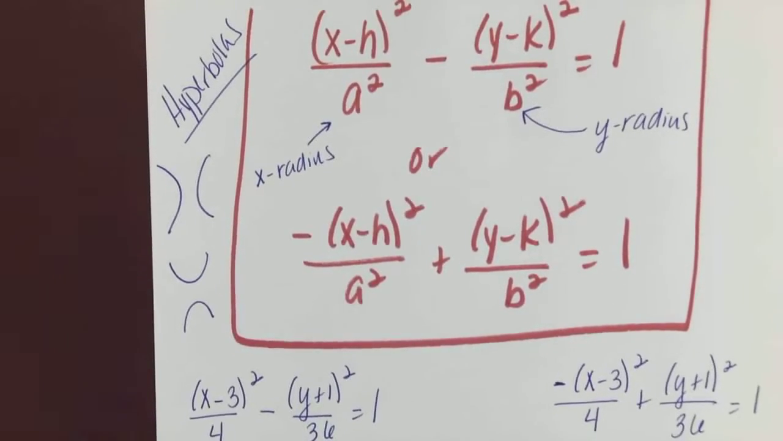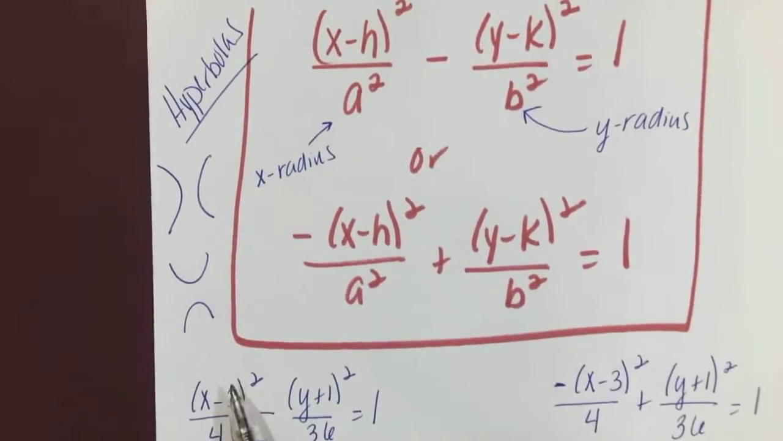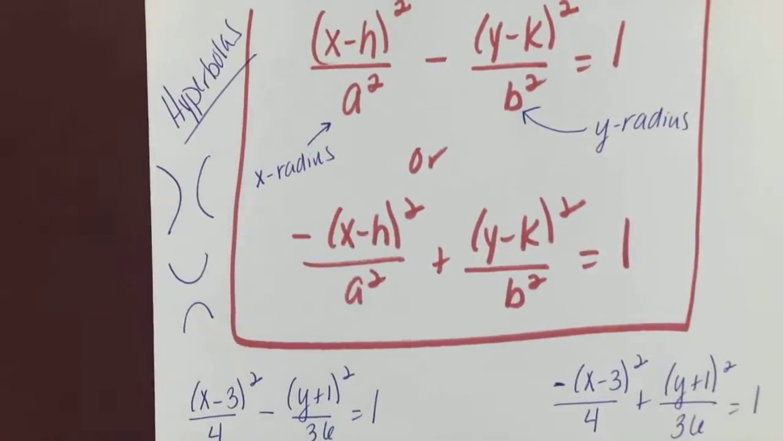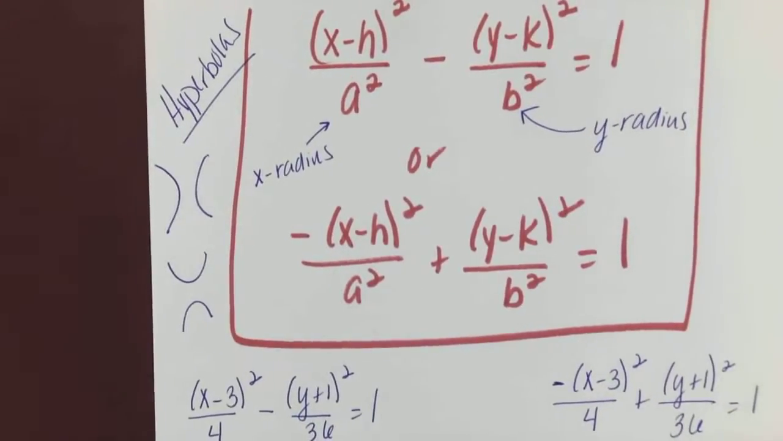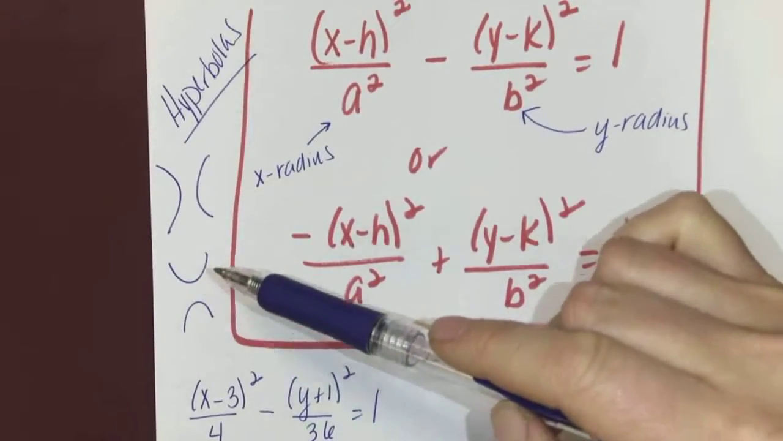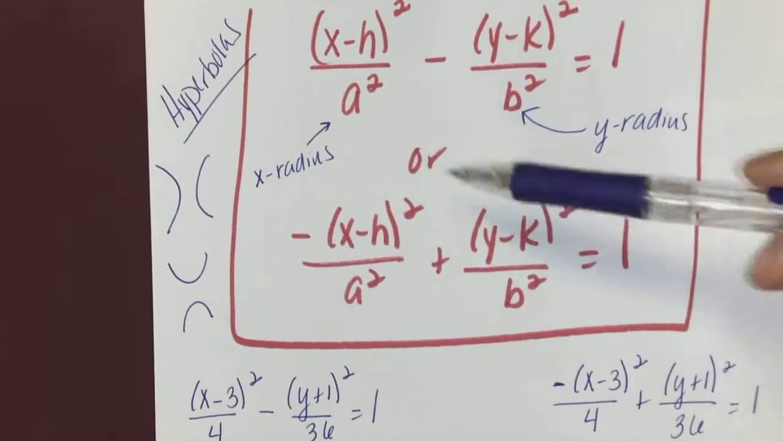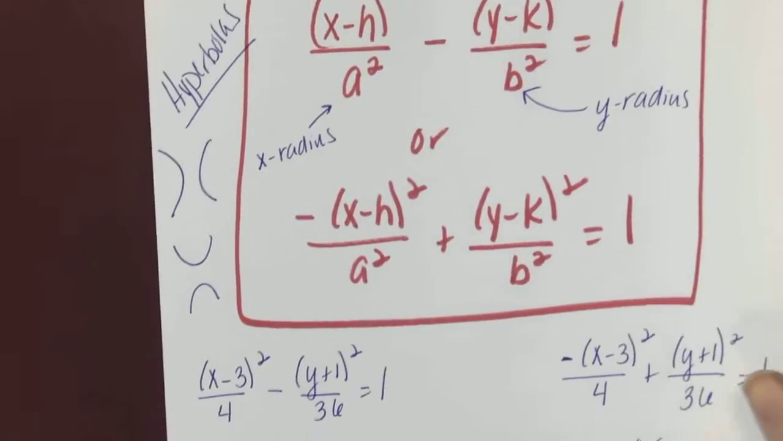But they will start very similar, where this is your center, your (h, k), A is your X radius, and B is your Y radius when getting your framework. However, hyperbolas could open side to side, or they can open up or down depending on which term is your positive one. Let me show you what I mean.